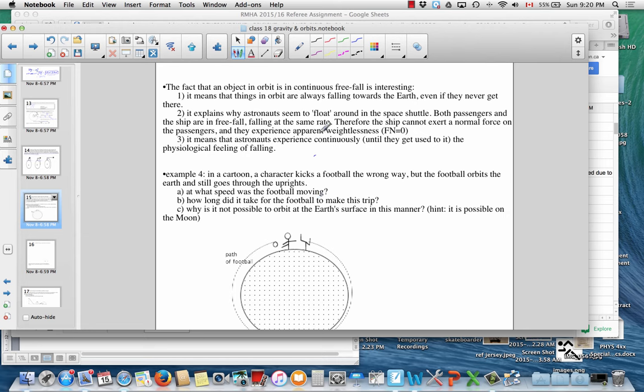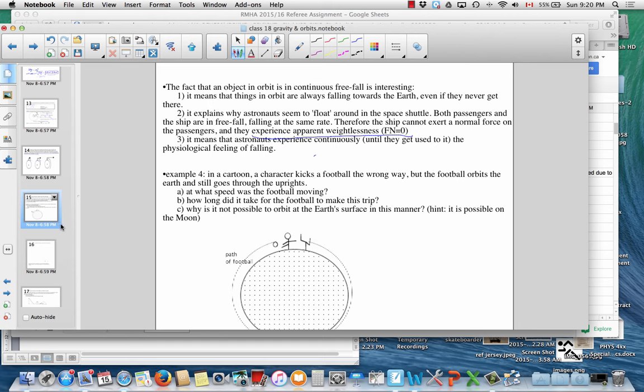Now, this, of course, explains why astronauts seem to float in the space shuttle. They're not really floating, they're experiencing a significant force of gravity up there. But the passengers in the ship are both falling at the same rate, and consequently, the ship isn't there to support them. So they experience what we call apparent weightlessness. There's no normal support force from the floor because the floor is falling away.